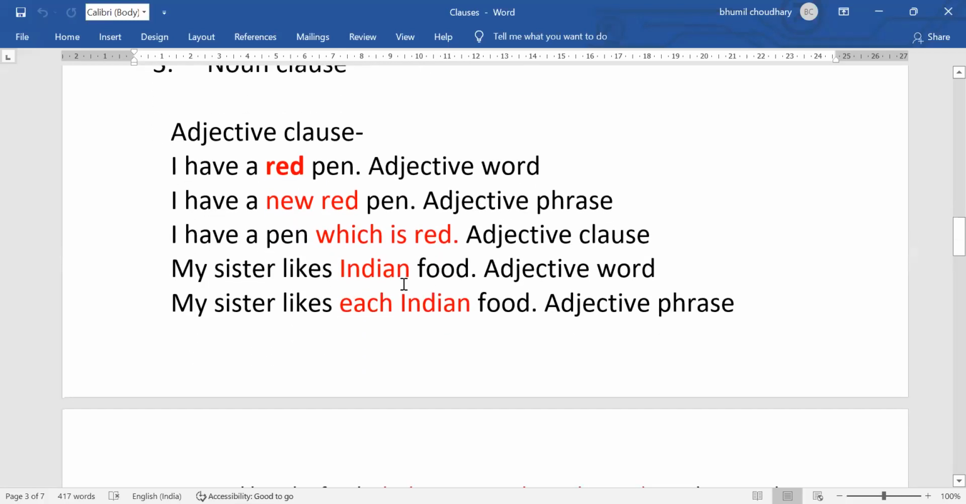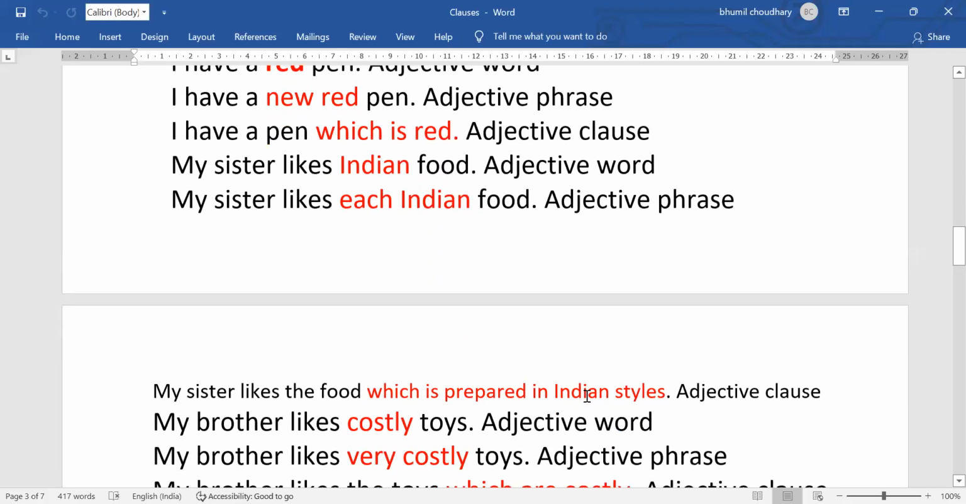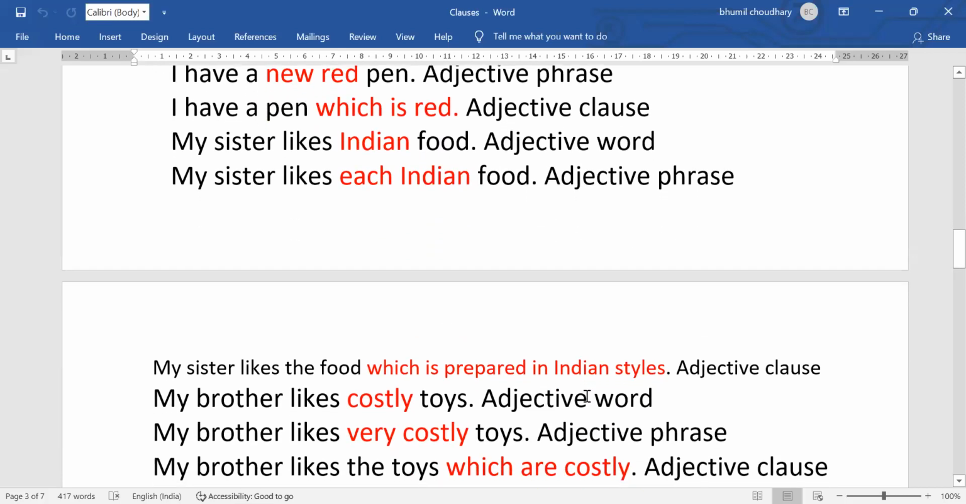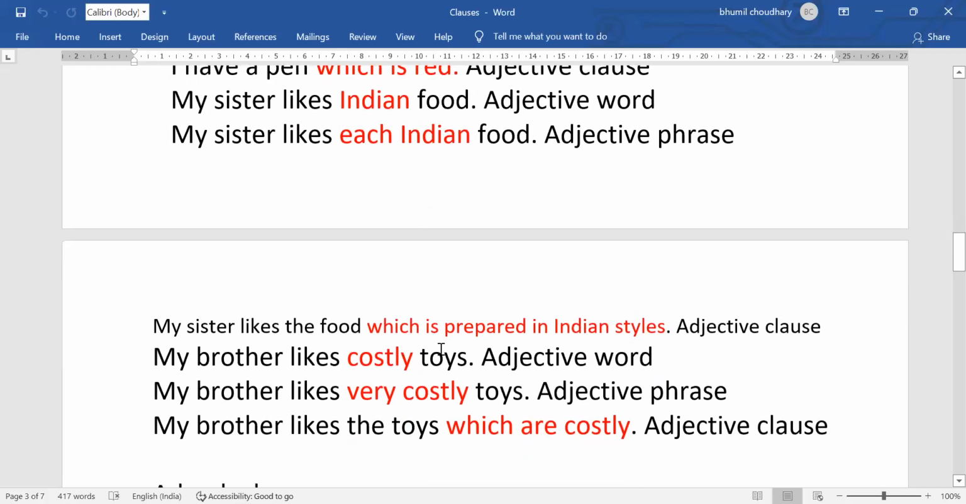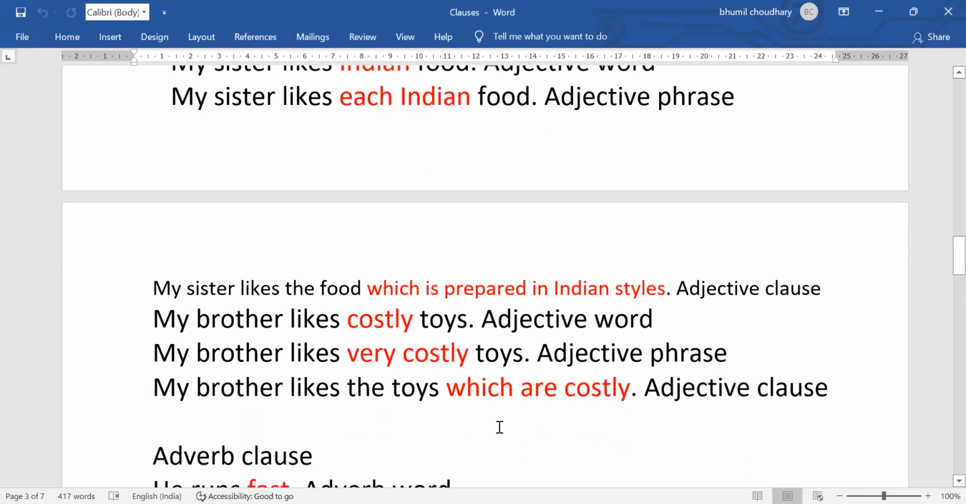My sister likes Indian food. It describes the type of the food, so that is Indian. Indian is the word, and Indian food prepared in Indian styles, that is an adjective clause, right? Same with costly, it describes the word toys. So that is the adjective, and very costly is an adjective phrase, and which are costly is an adjective clause, right?